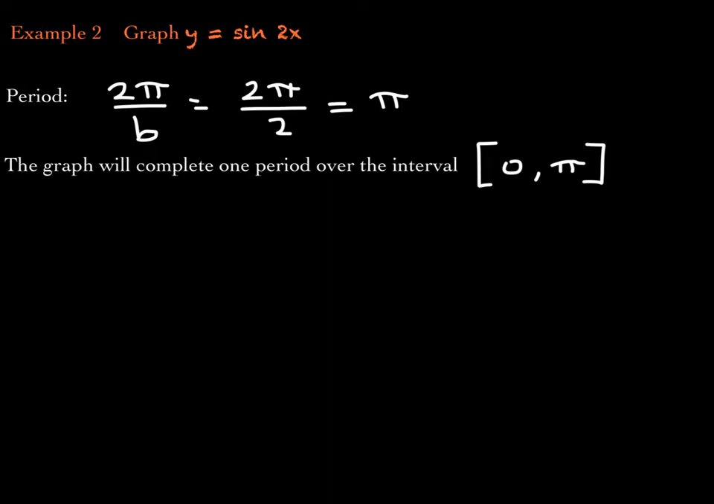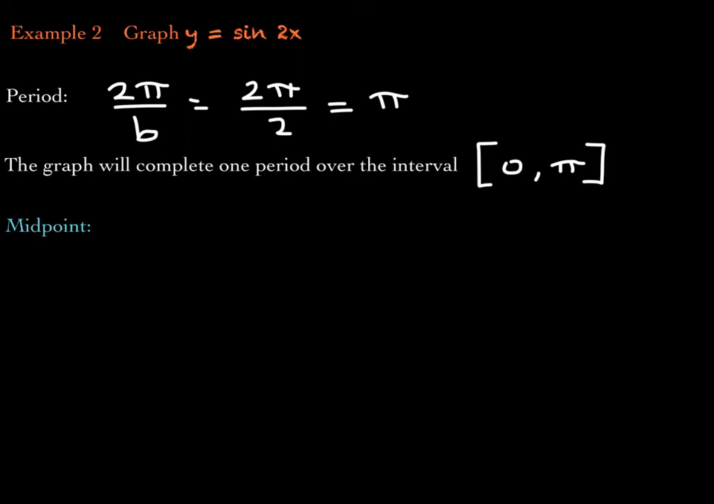All right, now that we've figured out the period, what we're going to do next is find the midpoint of this interval, what's right in the middle, and also the quarter points, what's called the quarter points. So follow me here. Let's find the midpoint first.